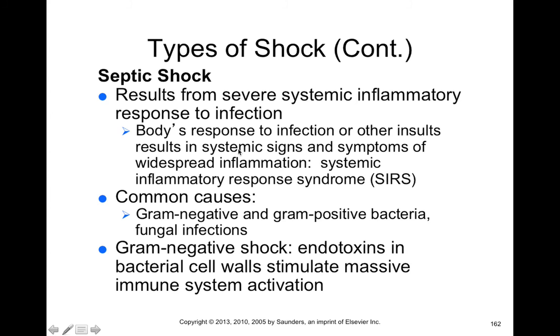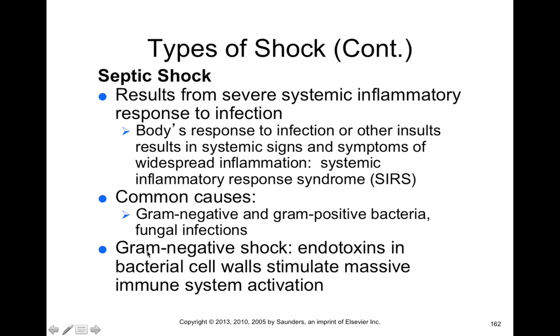Septic shock is the third form of distributive shock, and it results from severe systemic inflammatory response to some sort of infection. So the infection can lead to the release of these inflammatory molecules, including vasodilators. And this can be a response from gram-negative or gram-positive bacteria, even fungal infections. And this can lead to massive vasodilation, which can actually induce shock, similar to the other forms of distributive shock, but this results from infection.